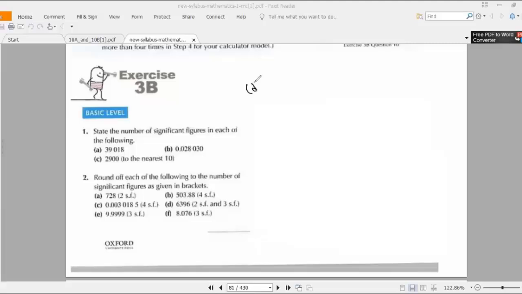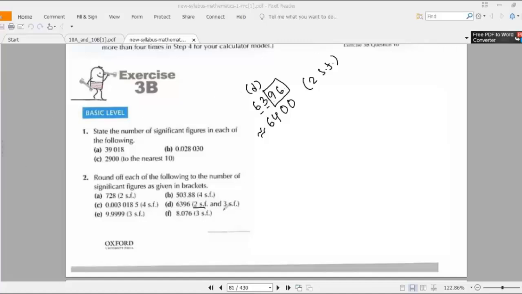Now, question number D says 6396. At first, we need to convert this to 2 significant figures. So we have to think about the first 2 digits. This is the first significant figure, this is the second significant figure. Now, the remaining whole numbers will be converted to 0. So, for 9, the 3 will be changed. So 63 plus 1 will be 64. This is 2 significant figures of 6396.